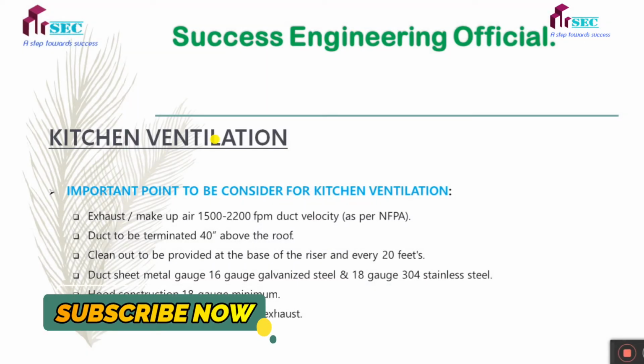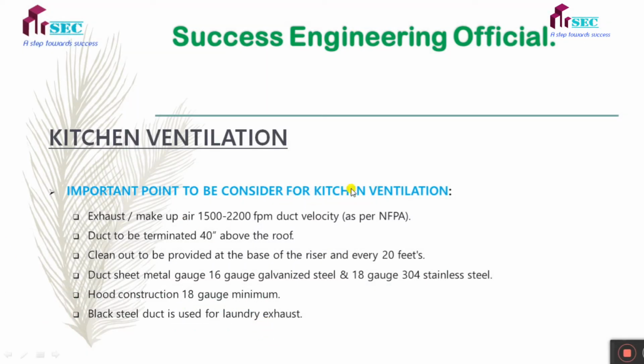As you can see here, these are important points to be considered for kitchen ventilation. First one, exhaust or makeup airflow rate, flow velocity: 1500 to 2200 feet per minute. Duct velocity as per NFPA, National Fire Protection Association: the velocity of kitchen duct should be 1500 to 2200 feet per minute.